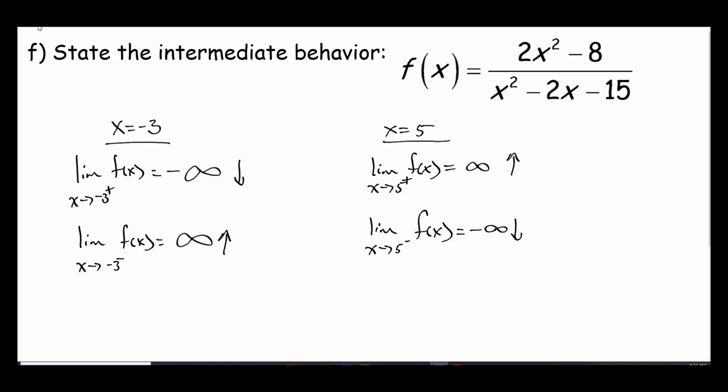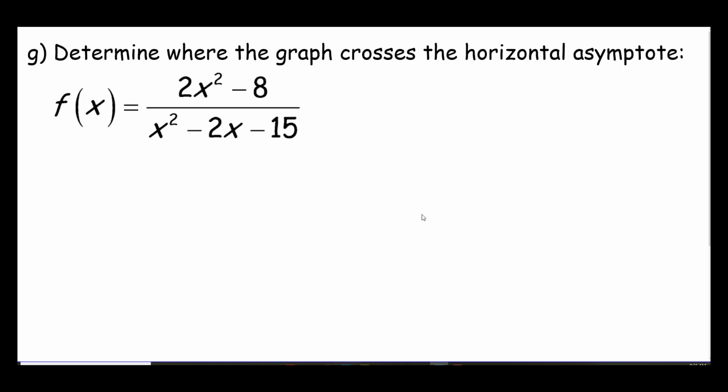Okay? We're almost done. We have one more step before graphing, and this is an important step. Now remember, the rule here is to set this equal to your horizontal asymptote, which is 2. To determine where the graph crosses the horizontal asymptote, you set it equal to the horizontal asymptote. In this case, it's 2. And in fact, I'm going to make this 2 over 1 because I'm going to cross multiply to solve this.